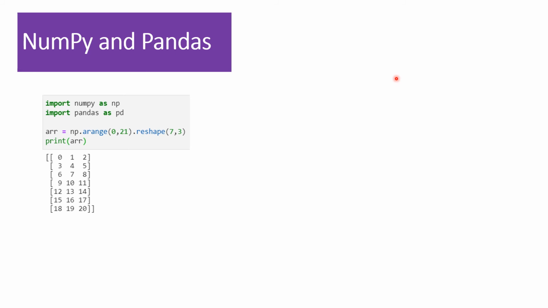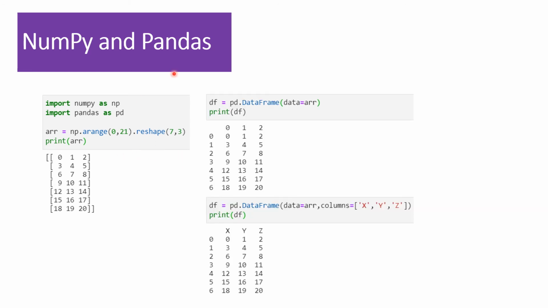Now I am going to use both NumPy and Pandas to generate a Pandas data frame. First, I import NumPy and Pandas libraries. Using NumPy, I generate an array of 21 elements and then reshape it to form a 7 by 3 matrix. In my second step, I convert my array into a Pandas data frame. Look, when you convert the array into a data frame, it has automatically generated indexes and column names.